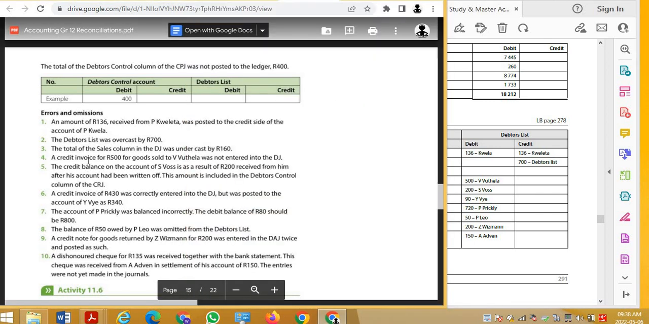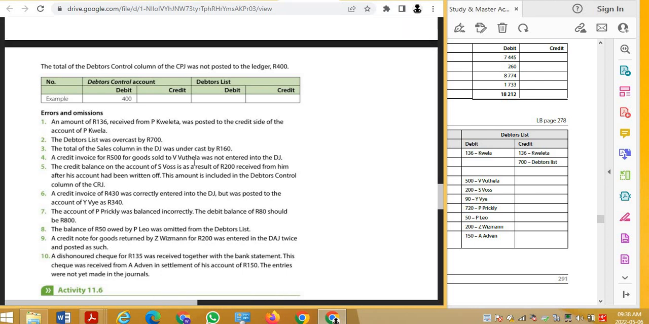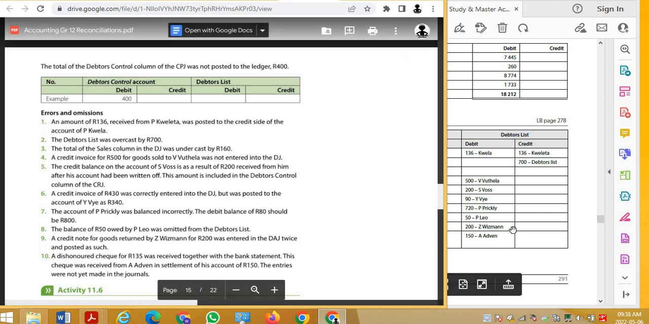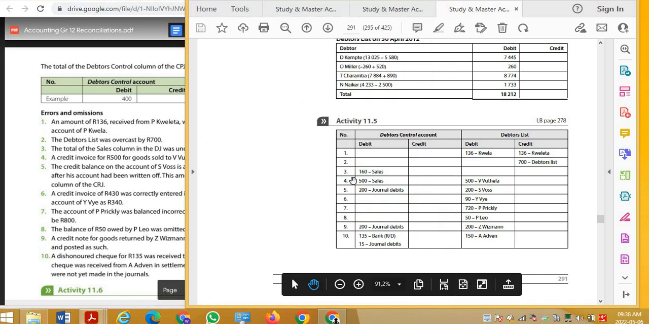Great. A credit invoice of 500 for goods sold to Vuthela was not entered into DJ. It wasn't entered into the debtors journal. Remember, every transaction starts their life in the debtors journal. And if it's not there, it affects everything. Everything. So number 4 is everything, both sides.